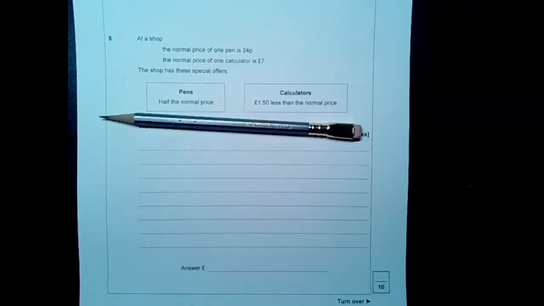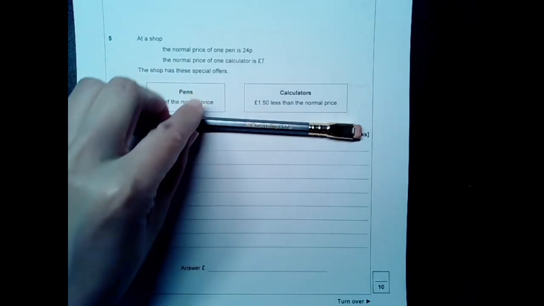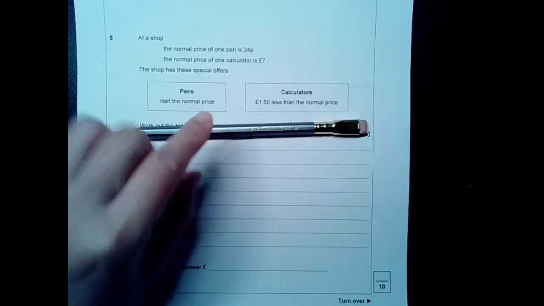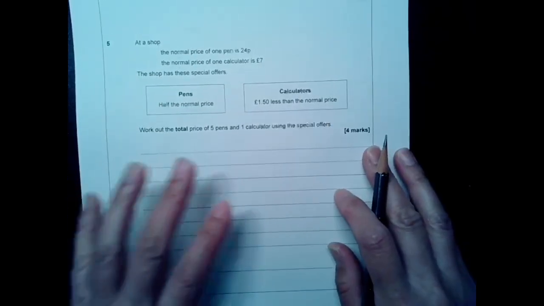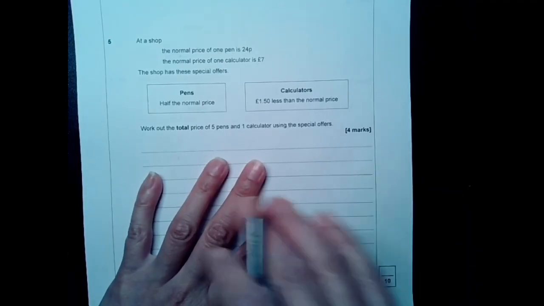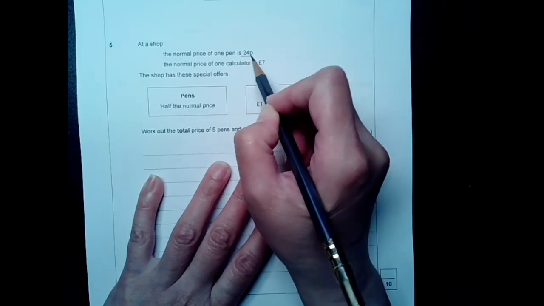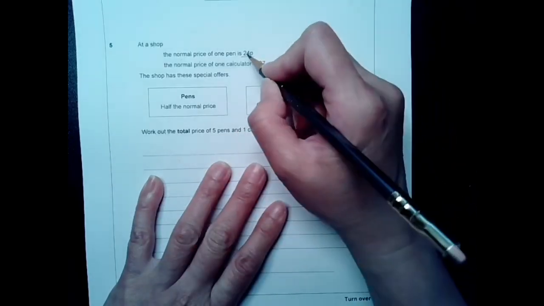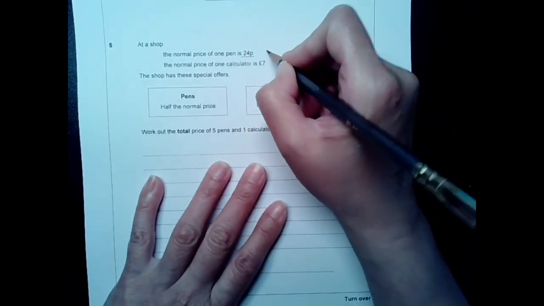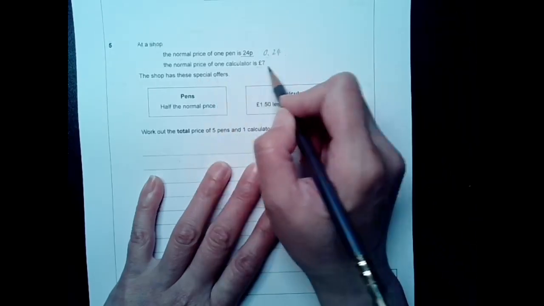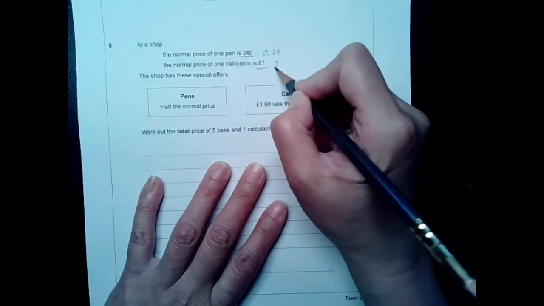Hi, I'm doing this question, a number question, with my Blackwing 602. The normal one is not any limited edition, but I find Blackwing really good. Still waiting for their sponsor. Oh, so this question is talking about some information. A normal pen, original is 24p. So 24p in pounds is 0.24. And then one calculator is 7. So I'll just leave it there.